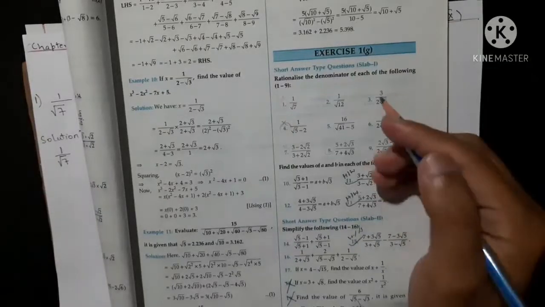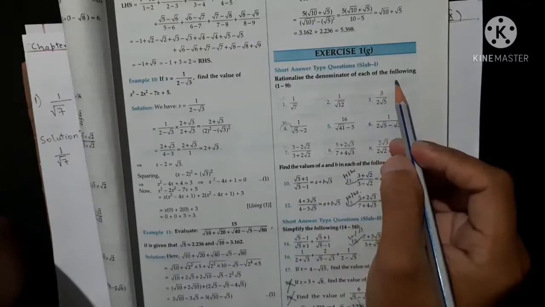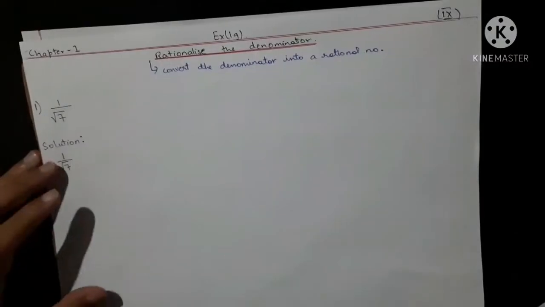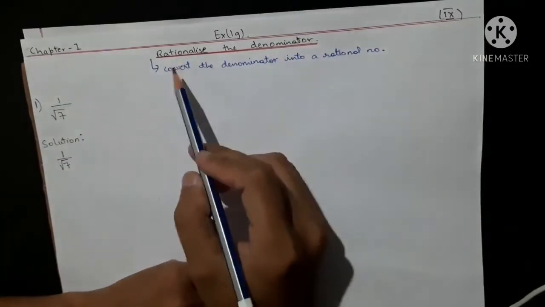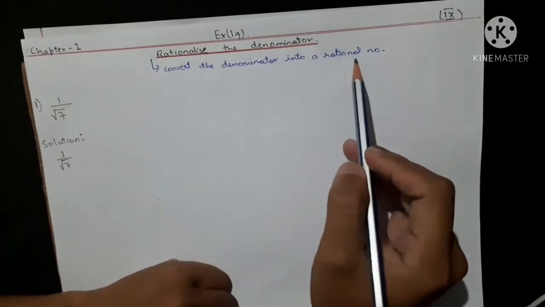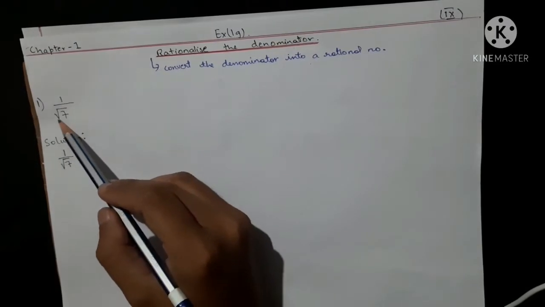Students, today we will discuss exercise 1G, rationalize the denominator. So we'll do first question number 1. First of all, what do you mean by rationalize the denominator? It means we have to convert the denominator into a rational number. So you see here 1 by square root 7. This square root 7 is the denominator.